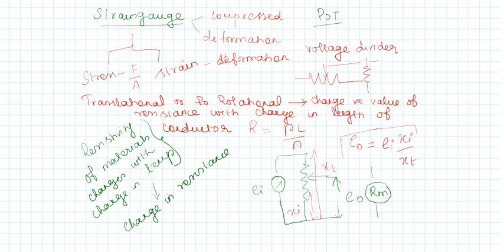This is the output expression, relating output voltage and input voltage to how much variation of your sliding contact there is. Here xt is the total length of the conductor, and xi is how much displacement is happening because of the sliding contact. So the output voltage E naught is equal to Ei into xi divided by xt, and this portion is what they call the sliding contact.